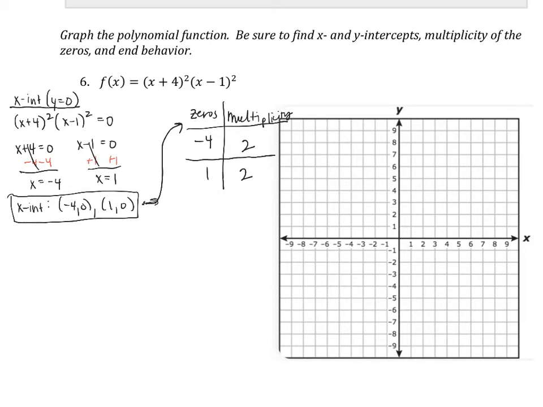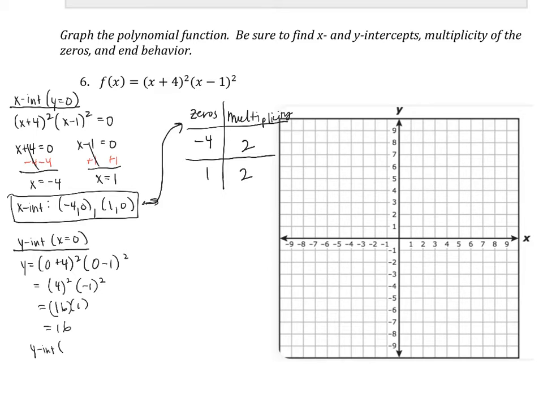Okay, now I need to find the y-intercept. That's when I let x equal 0. So we'll have y equals (0 plus 4) squared times (0 minus 1) squared. That's going to be 4 squared times negative 1 squared, 16 times 1, which is just 16. So the y-intercept is (0, 16).